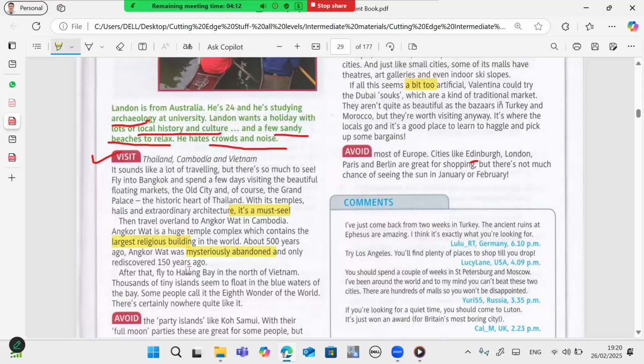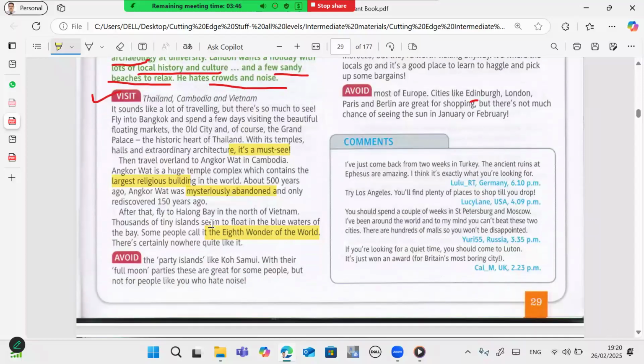After that قالوا له بقى ننصحوه يروح فين؟ After that, fly to Halong Bay. Thousands of tiny islands seem to float in the blue waters of the bay. Some people call it the eighth wonder of the world. يعني احنا دايما بنسمع عن السيفن wonders of the world، العجائب الدنيا السبع. فبيقول له هذه رقم 8 يعني. There's certainly nowhere quite like it.